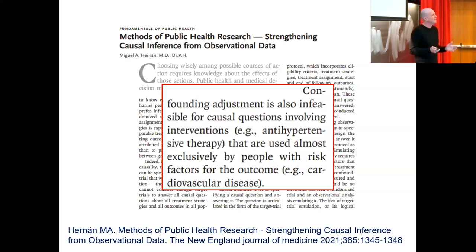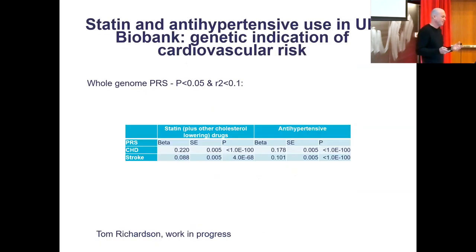So how can we use genetics to look at this? Well, of course, this is just a confounding question. Does cardiovascular risk actually increase the use, because doctors do prescribe drugs according to that risk? Does it change the use more than for statins? The suggestion here is that the effect is confounded by indication for antihypertensives.